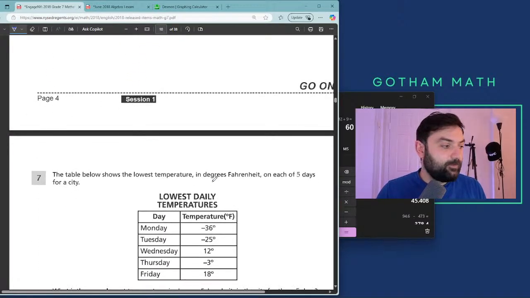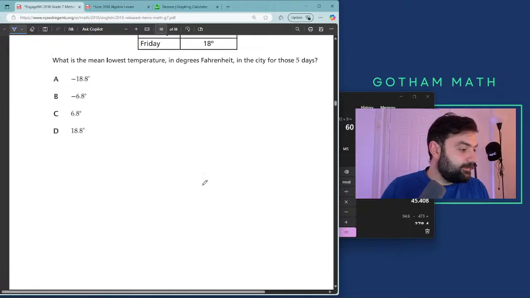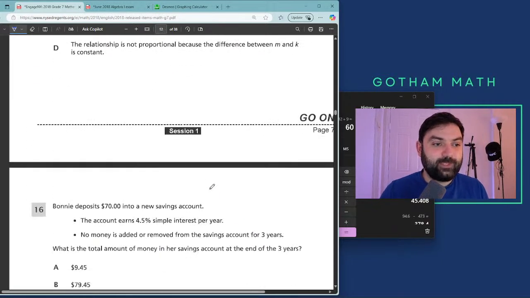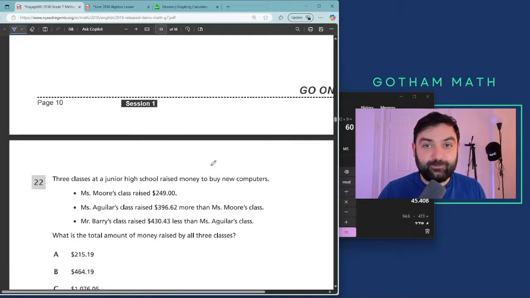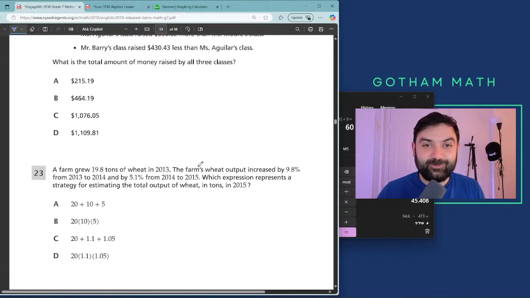Okay? We're moving on to question number 23. Question number 23. We're skipping. You see, my students, they get a lot of questions right. Not everything they get wrong.